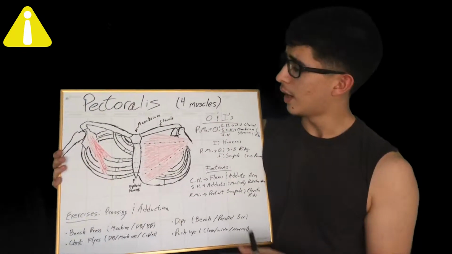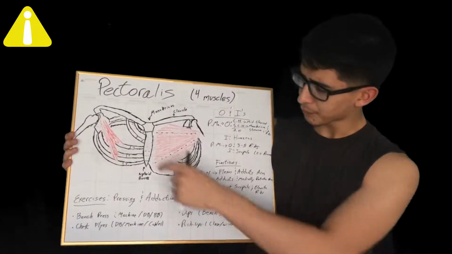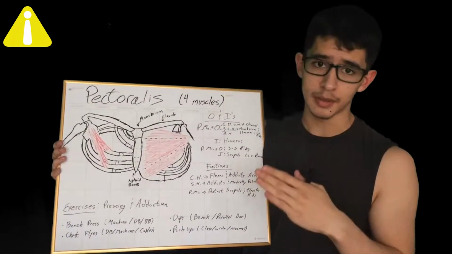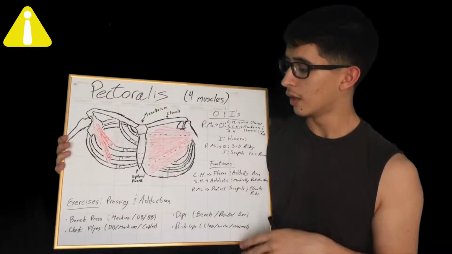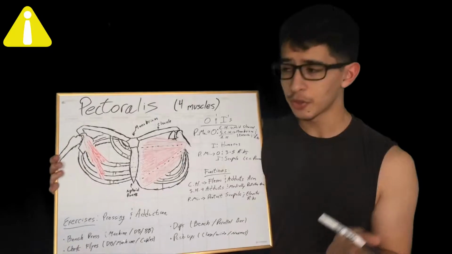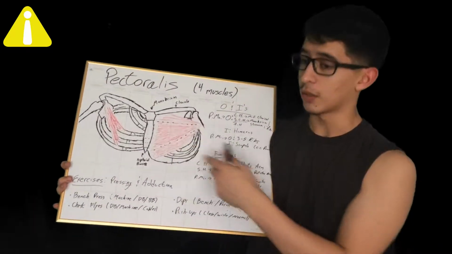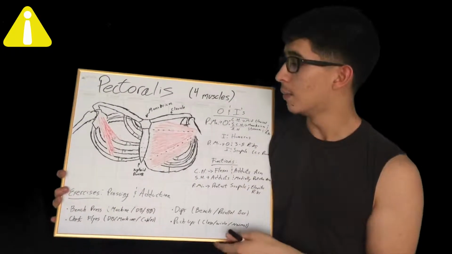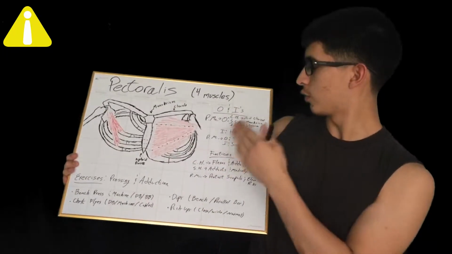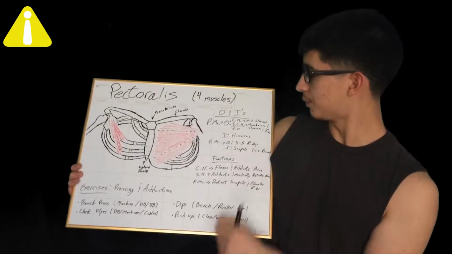arm adduction. And then here we have the pectoralis minor, which is just beneath the pectoralis major. In anatomical terms, it's called deep to the pectoralis major, and then the pectoralis major is superficial to the pectoralis minor. So onto the origins and insertions of the muscle.